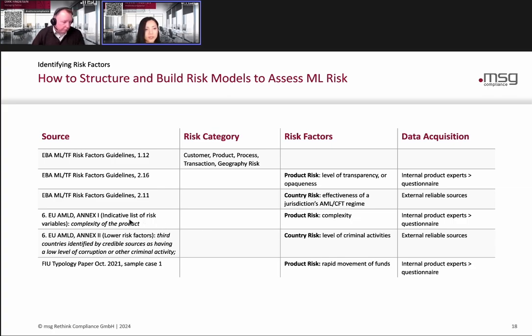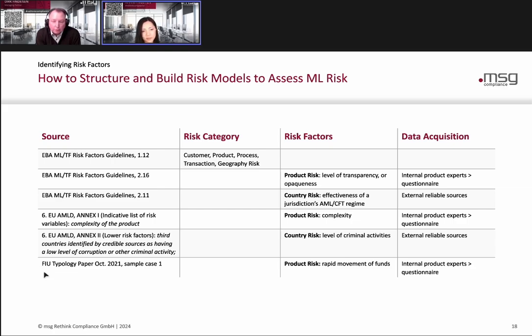Other sources can be, of course, other regulations. Here, as an example, the 6th EU AML directive. There you have a list in the appendix of lower risk variables, but also high risk variables. So we have the complexity of the product, which is mentioned, as well as the level of criminal activities for the assessment of country risk.